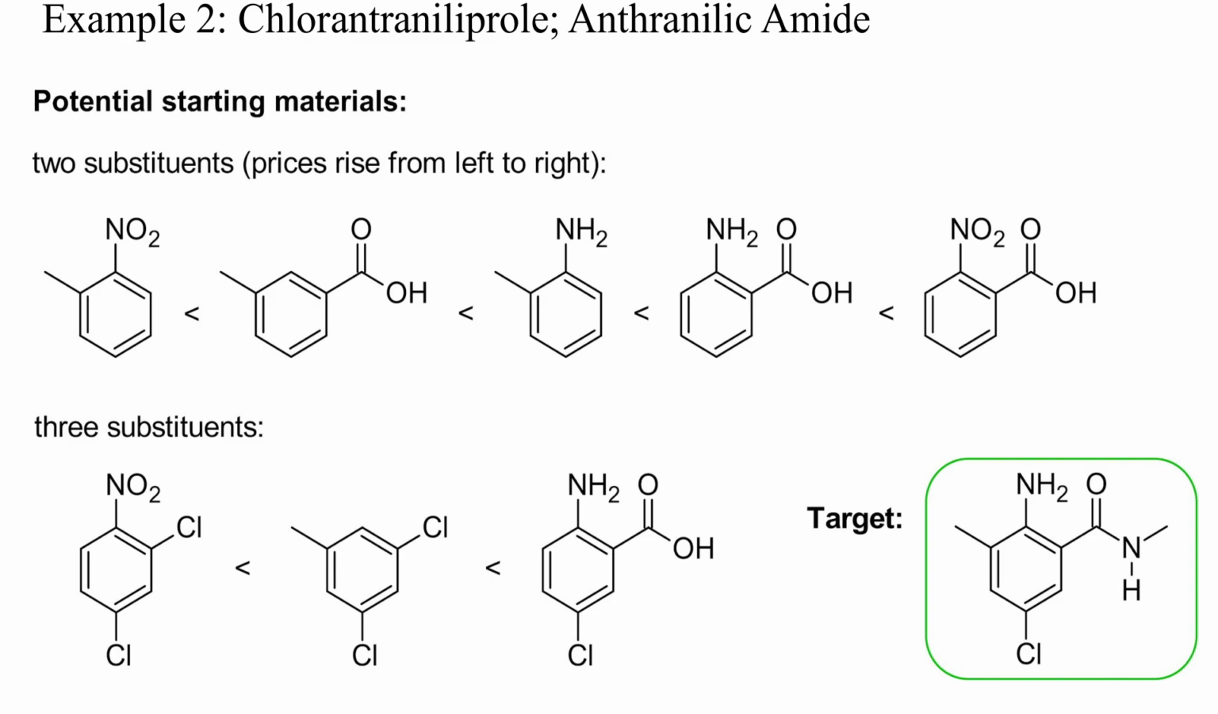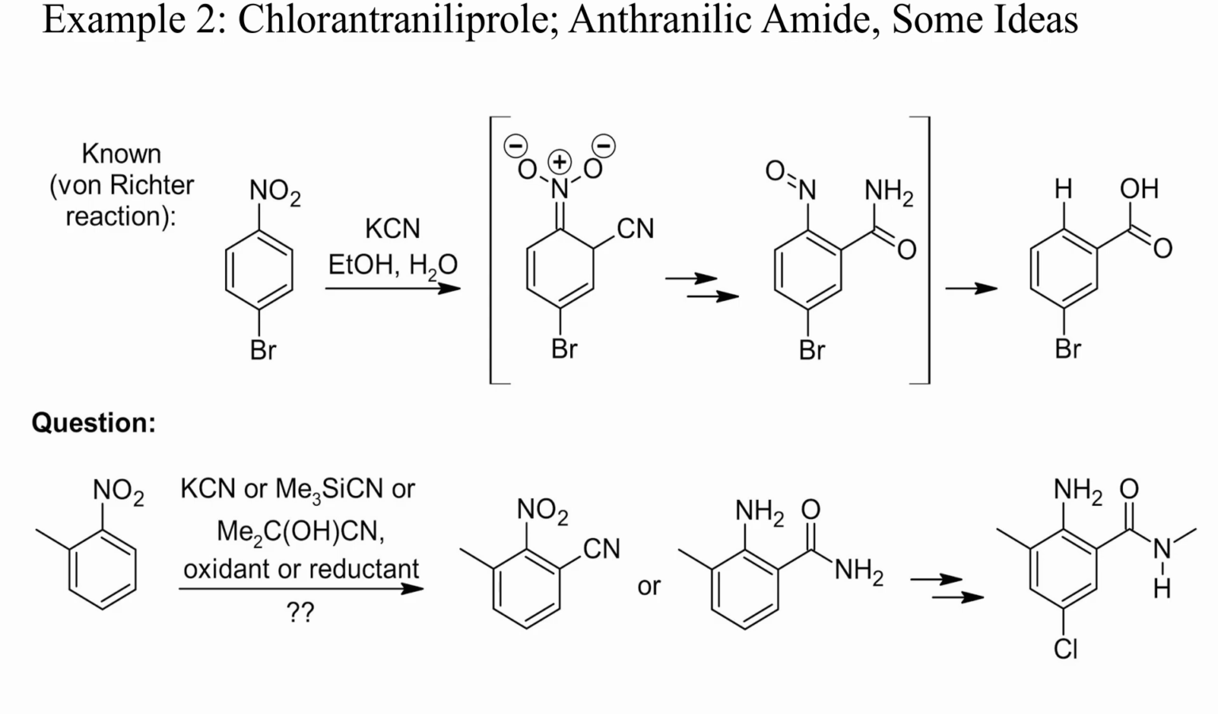For the anthranilic amide, a larger number of potential starting materials can be considered. Nitrotoluene, metatoluic acid, and toluidine are the least expensive. Starting with nitrotoluene, one potential strategy could be a modified von Richter reaction. It is known that nitrobenzenes react with cyanide to benzoic acids. An intermediate benzamide is oxidized by the ortho-nitroso group to yield nitrogen and the ortho-unsubstituted benzoic acid.